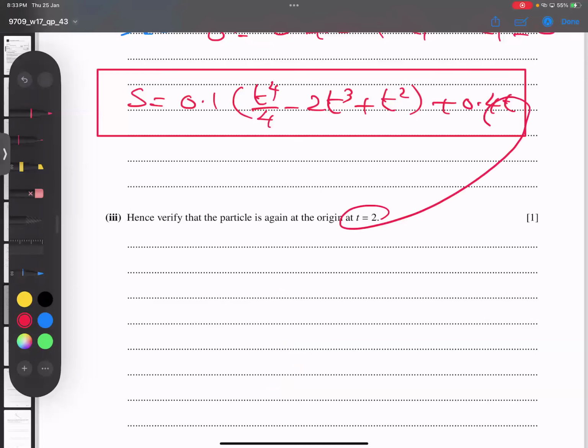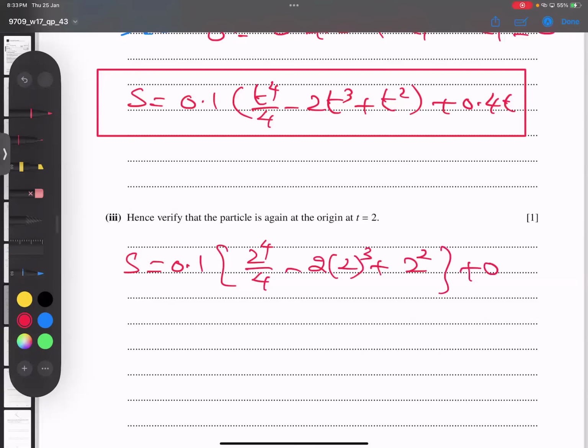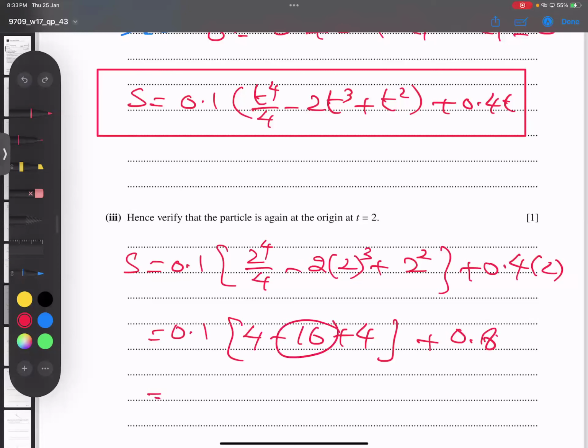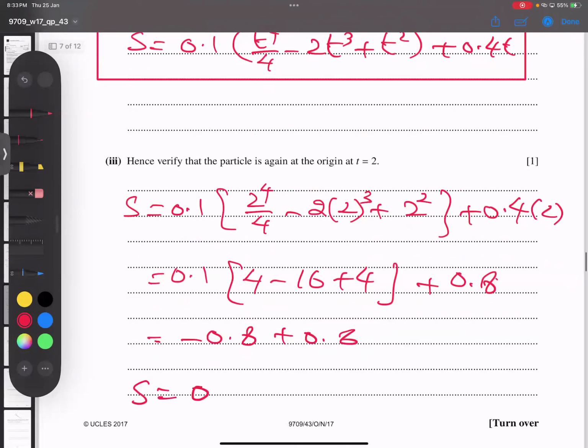So I will plug in t = 2 into the expression. If I get zero, it will prove it. So: 2 to the power 4 over 4, minus 2 times 2 to the power 3, plus 2 to the power 2. Here 0.1 in the bracket: 16 by 4 gives 4, minus 16, plus 4, plus 0.8. Typing in the calculator, I got negative 0.8 and positive 0.8. So displacement is 0. It means it is proved that the particle is back at the starting position.